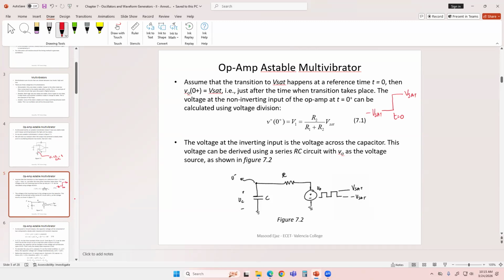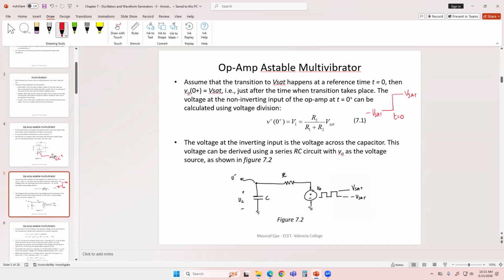The voltage at the non-inverting input of the op amp at t equal to 0 positive can be calculated using the following equation. So the voltage at the positive terminal is going to be V1 equal to R2 over R1 plus R2 V sat, because at t equal to 0 positive, that is just after t equal to 0, it has jumped to positive V sat.